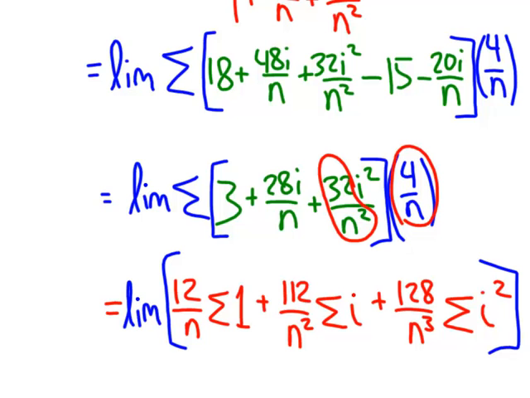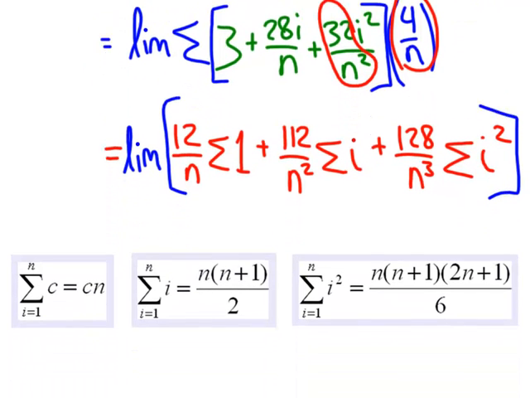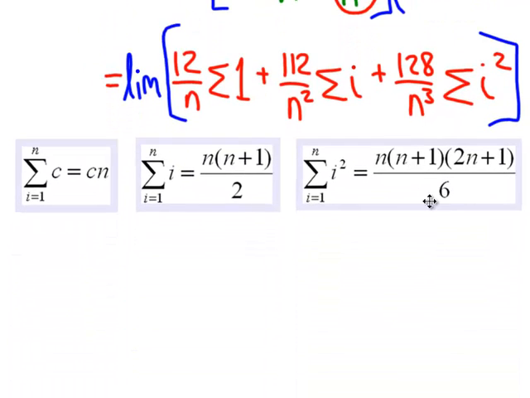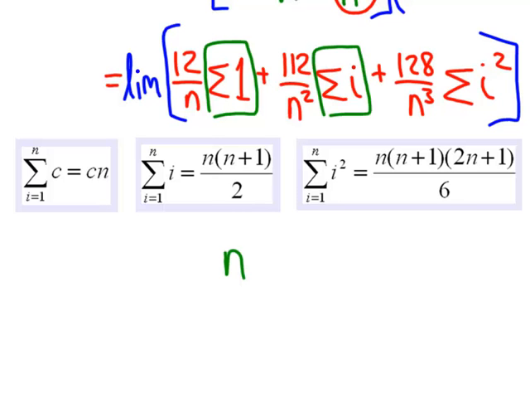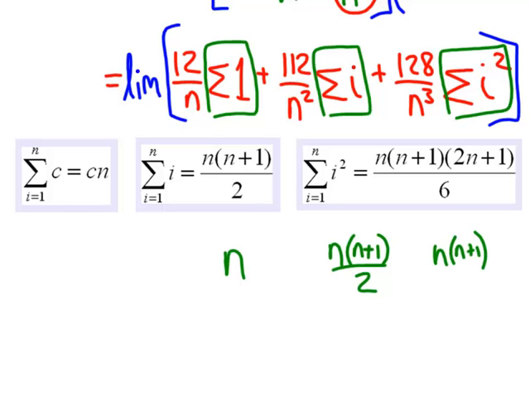We'll bring up the 3 relevant summation formulas and substitute those in. This sigma here will give us just an n, according to this formula. This sigma here will give us n times n plus 1 over 2. And this sigma will give us this longer formula, n plus 1, 2n plus 1, all over 6. And I'll fill in the rest of that.